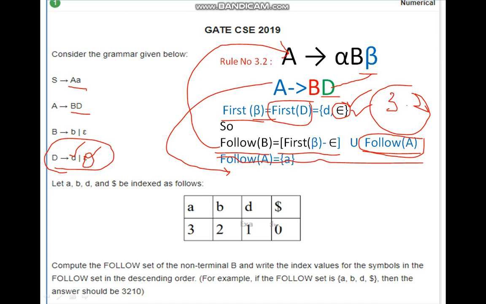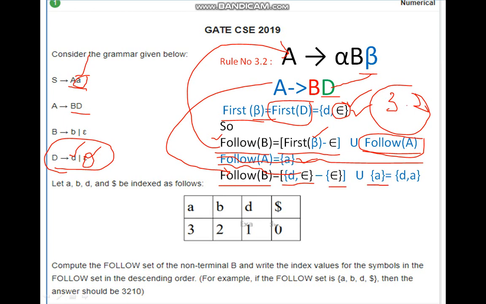What is follow of capital A? What is follow of capital A? Small a. This is small a. Small a is following directly to capital A. So follow of A would be small a. Now we have already found out first of beta, so we will replace in this equation, and it would be follow of B equals first of beta minus epsilon union follow of A.